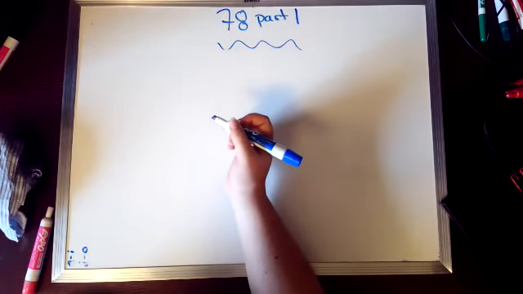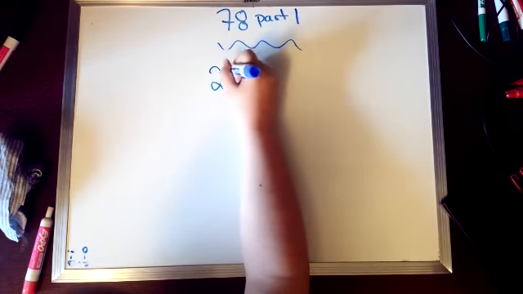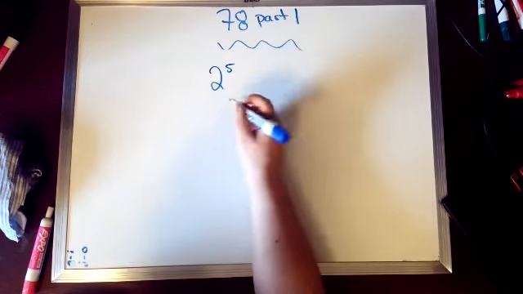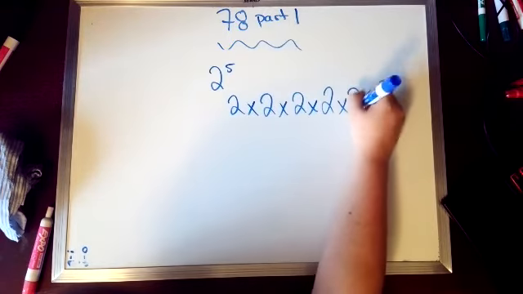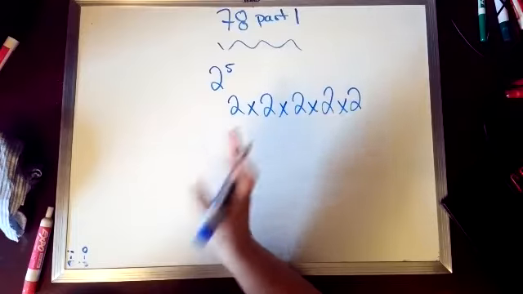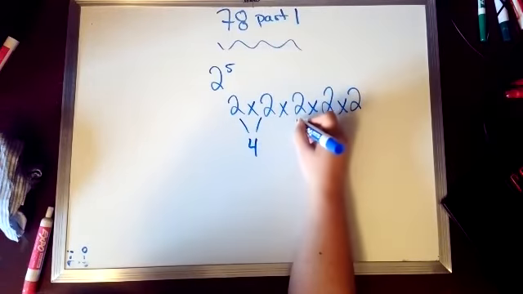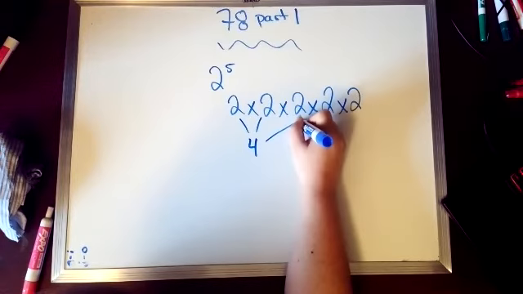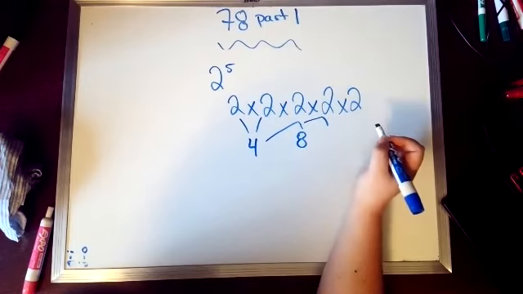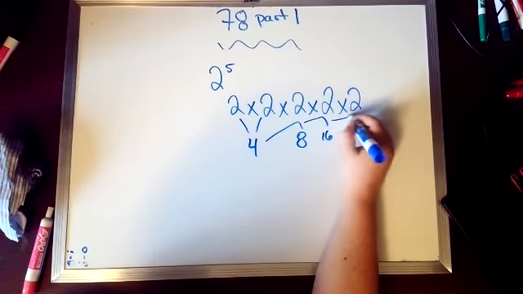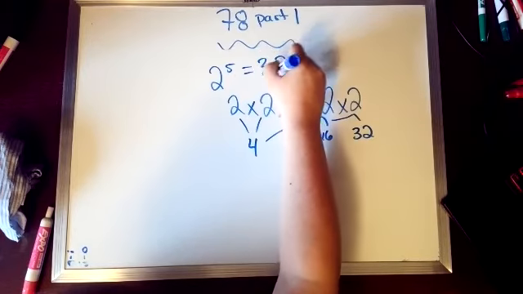So just to go over those two, when you're writing exponents, you're doing numbers times. Let's say we have 2 to the power of 5. Okay, 2 to the power of 5 is 2 times 2 times 2 times 2 times 2. 1, 2, 3, 4, 5. Which means we have 2 times 2 is 4, times 2 is 8, times 2 is 16, times 2 is 32. So 2 to the power of 5 is 32.